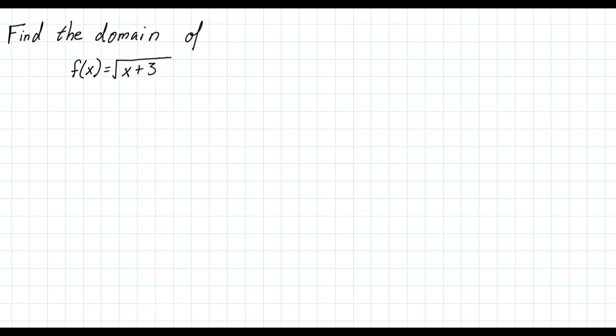And so I need x plus 3 to be greater than or equal to 0. Remember, we can take the square root of 0, right? It's just 0. So now I go ahead and solve for x like I normally would. X is greater than or equal to negative 3. And so our domain, we can write one of two ways. I like set notation, usually. So the set of all x such that x is greater than or equal to negative 3.